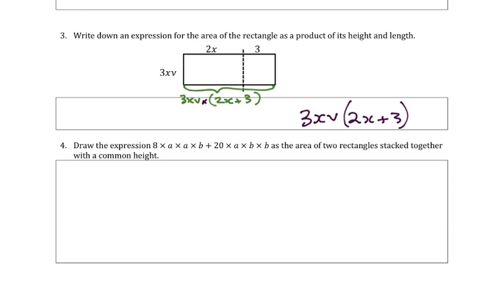Okay, so the area of a rectangle is just its height times its width, and it's about understanding that the total width of this rectangle is 2x plus 3. And so we can write it like this.